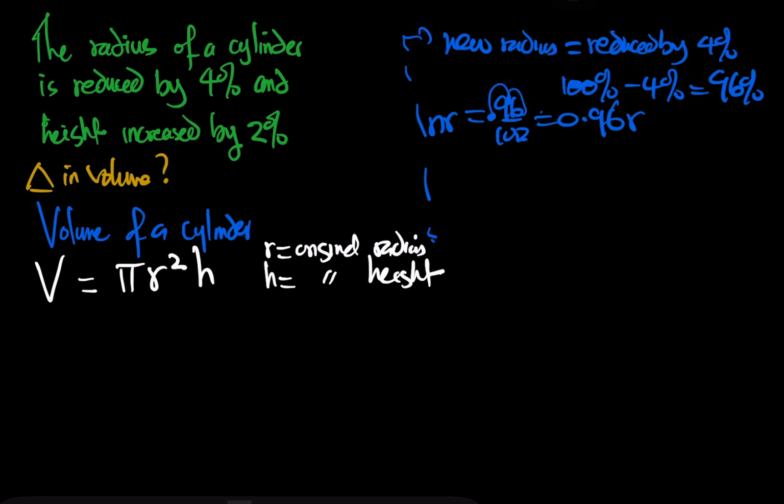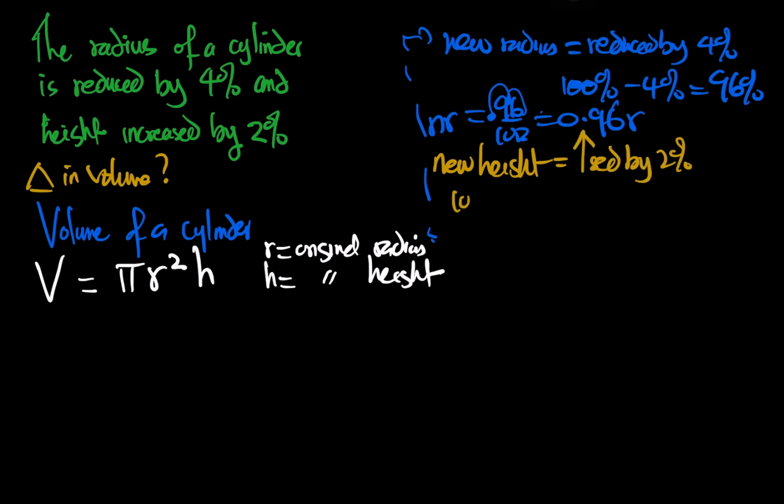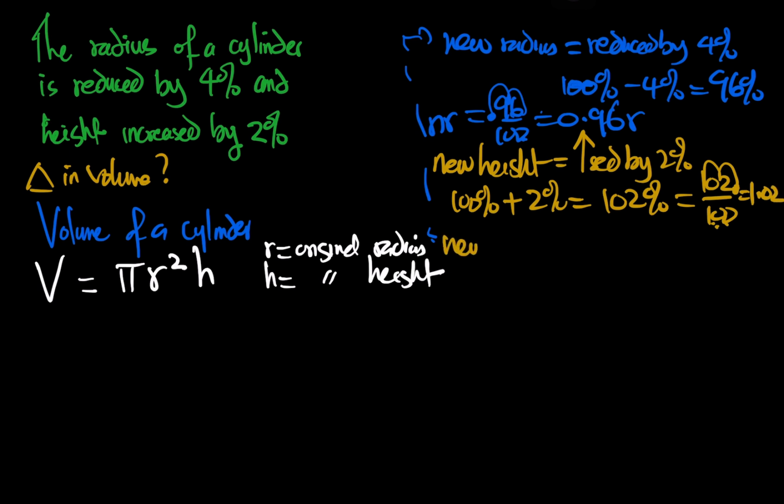Now, the new height was increased by 2%. So that's going to be 100% plus 2%, which is 102%, which is the same as 102 divided by 100. So it's going to be 1.02. So new height is equal to 1.02h. We have new height and new radius, and I think that'll be a nice way to plug it right in there, and then we're going to be good to go.